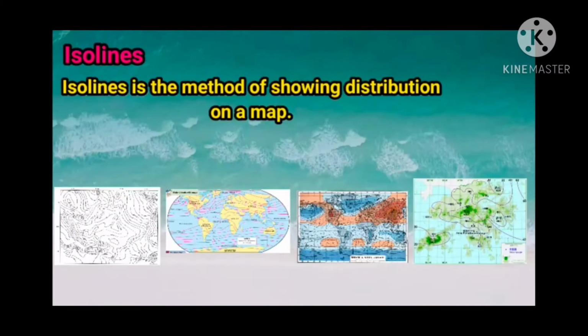In this part of our video, we are going to learn the various methods that are used in geography to show distributions on the map. One of these is isolines. Due to this method, the characteristic distribution of a component stands out vividly. So let us see what isolines are and their different types.